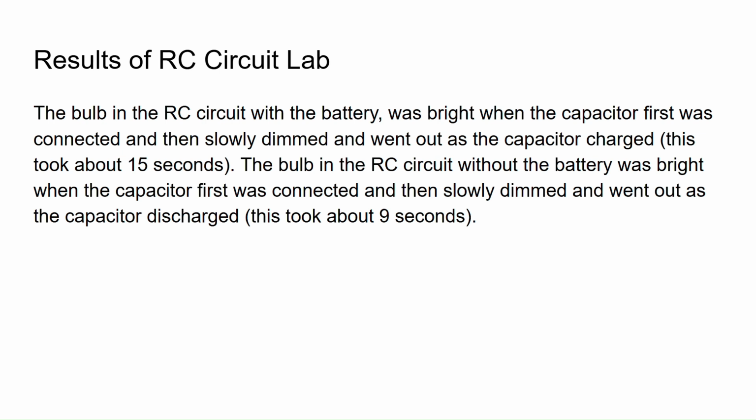The bulb in the RC circuit with the battery was bright when the capacitor first was connected and then slowly dimmed and went out as the capacitor charged. This took about 15 seconds. The bulb in the RC circuit without the battery was bright when the capacitor was connected and then slowly dimmed and went out as the capacitor discharged. This took about 9 seconds.